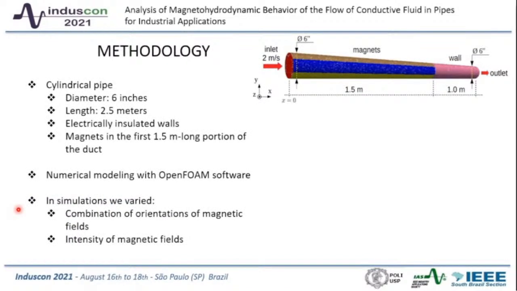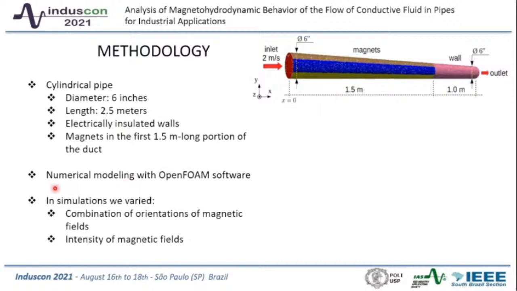The methodology: here is shown the geometry modeled in the paper. It is a cylindrical pipe with a diameter of 6 inches and a length of 2.5 meters. Its walls are electrically insulated, and in the first 1.5 meter long section of the pipe, 6 magnets were placed in a circular manner around the duct. There are no magnets in the final 1 meter long section of the duct. The flow is fully developed with a velocity of 2 meters per second.